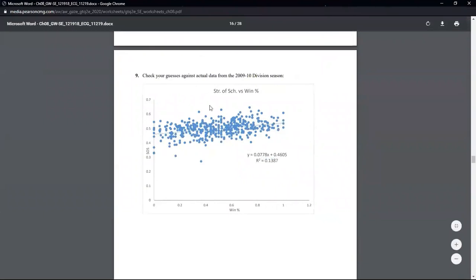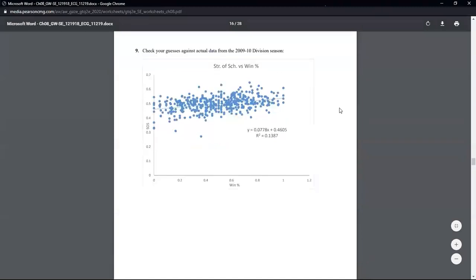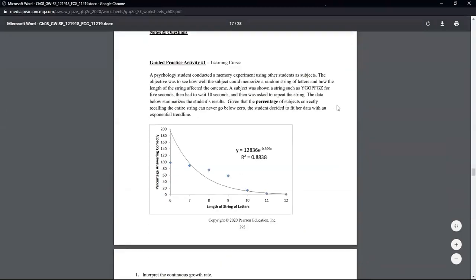It shows that the predictability of winning or losing is not really correlated to a strength of schedule, which is basically putting a number 1 team against a number 64 team, a number 2 team against a number 63 team, seeding, if you will. And then the R squared does not just deal with linear trend lines, it also deals with exponential trend lines. This is an exponential decay trend line.